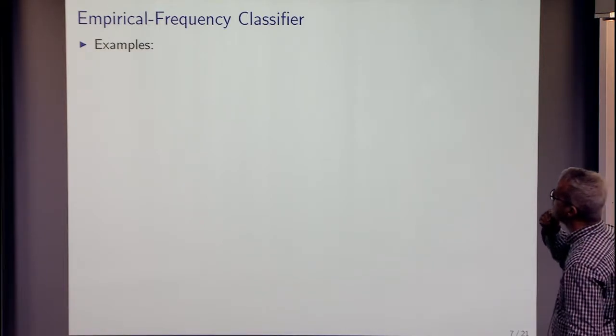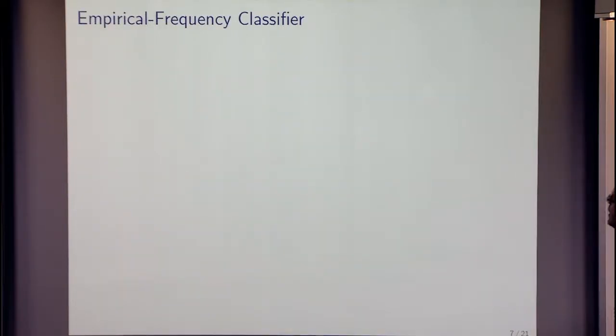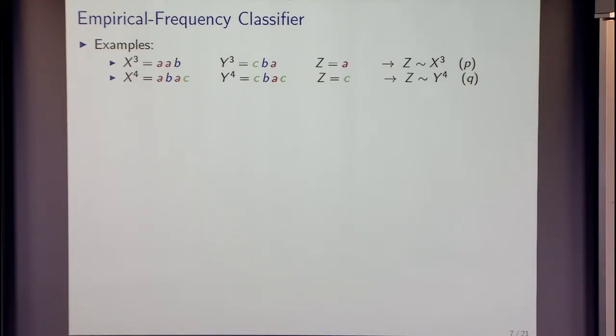So again, we're trying to look at what dn tilde is. Let's look at the empirical frequency classifier first. For example, if you have A, B, C, B, A, and A, we'll look at the probability that A gets here. It's 2/3. Here it's 1/3. So we're going to say it goes to P. And here we have C. C appeared once here and twice there, so we'll say it belongs to Q. Okay. And the question is, what is the optimal classifier?